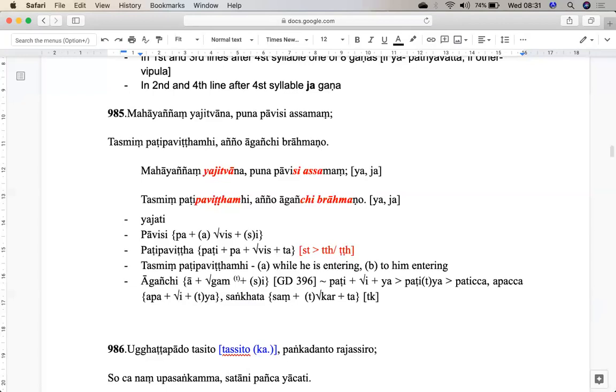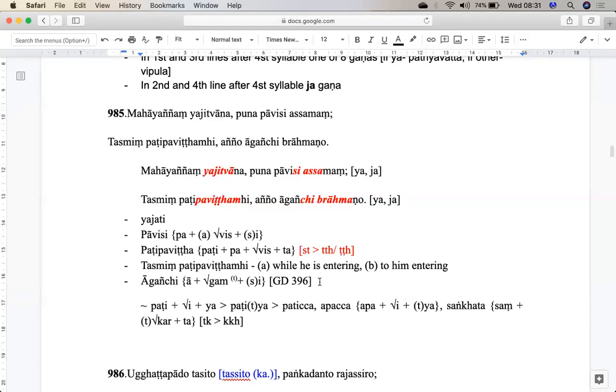So ta and ka become, you know, ka ka. In this way also, some scholars in the philological study explained sankata. Okay, so here also the same way in the aganchi.